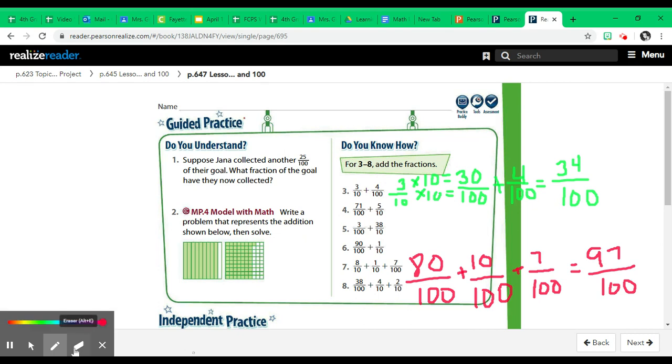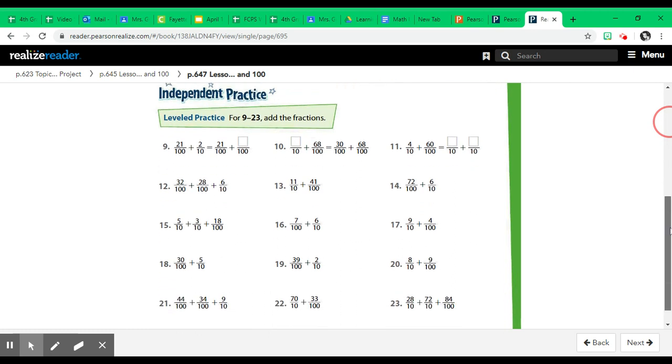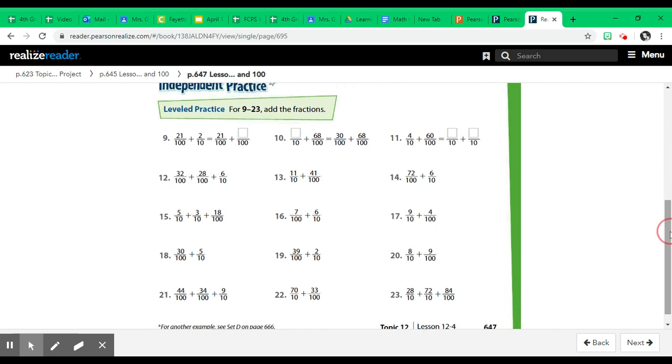Hopefully you all feel really confident in doing this. I'm going to erase. I'm going to scroll down. I want for you to complete numbers 8 as well as the independent practice. I do want you to look at numbers 9, 10, and 11 with me very quickly. I'm going to do number 9 with you just so you see what they are looking for.